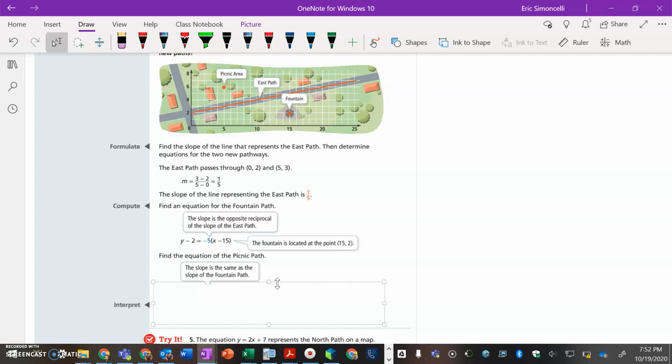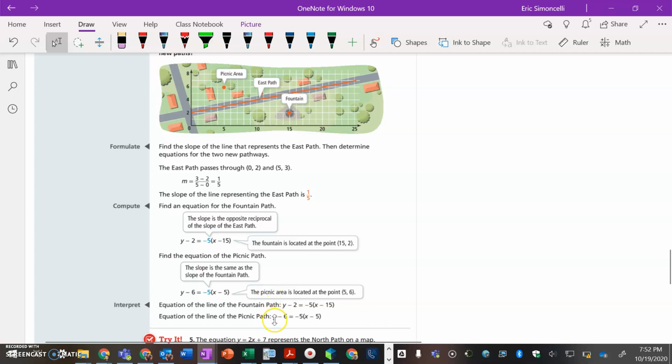Then you want to find the equation of the picnic path. Because the slope is the same as the slope of the fountain path, we'll use the respective slope with the ordered pair (5, 6). So we're looking at this point right here, through that point, parallel to this line, given the same slope of negative 5. We finalize it, and we have the equation of the fountain path in point-slope form as such, and the equation of the picnic path as such as well. No need to convert to slope-intercept form. Those are the 2 equations given those respective slopes and points.